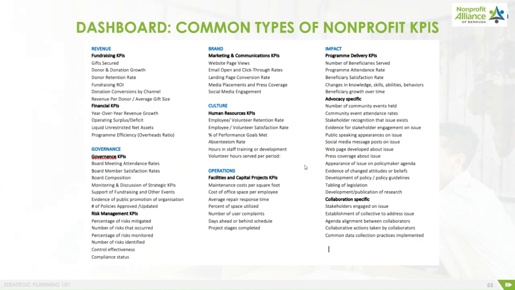Here are some examples of KPIs. For revenue, for example, gifts secured. Governance, board meeting attendance rates. Brand, website page views. Culture, employee volunteer retention rates. Operations, maintenance cost per square foot. Impact, changes in knowledge, skills, abilities, and behaviors among beneficiaries.